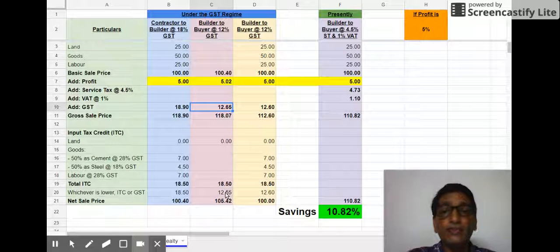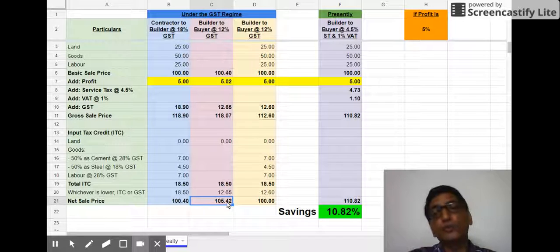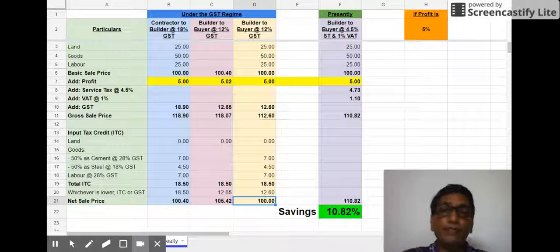So the input tax credit, when it's deducted from the total bill, so 118.07, when it is deducted by 12.65 as a component of input tax credit, the final pricing that comes to a buyer, to the ultimate consumer, is 100.42. So this is one case. That is a case when the construction activity is done by the contractor, when the builder gives it to the contractor and then he adds his value addition. We'll see the further impact in the second video.